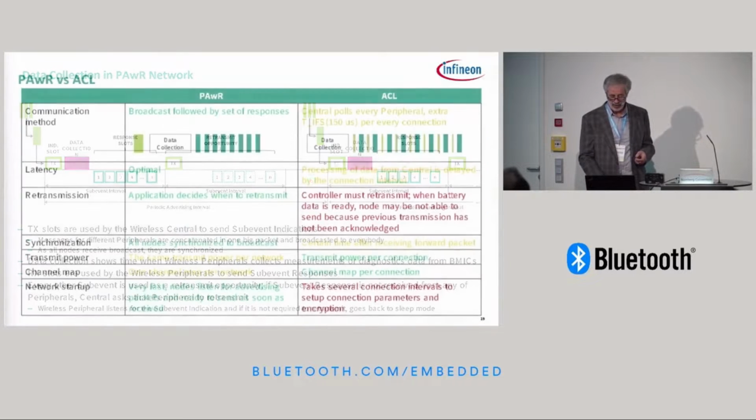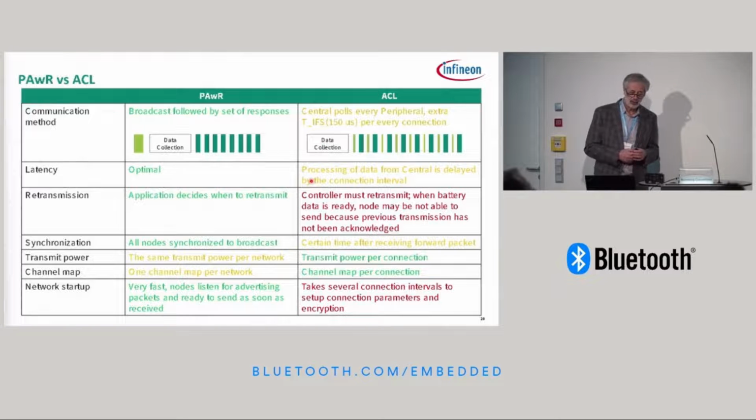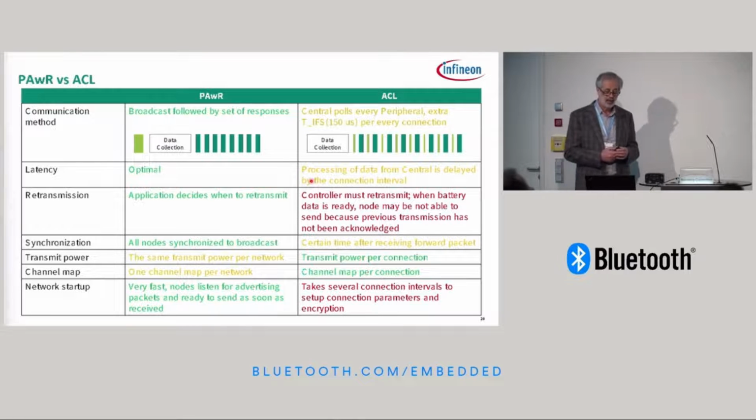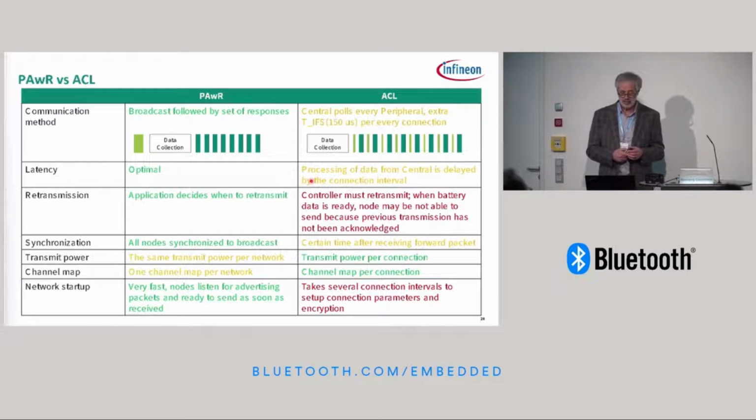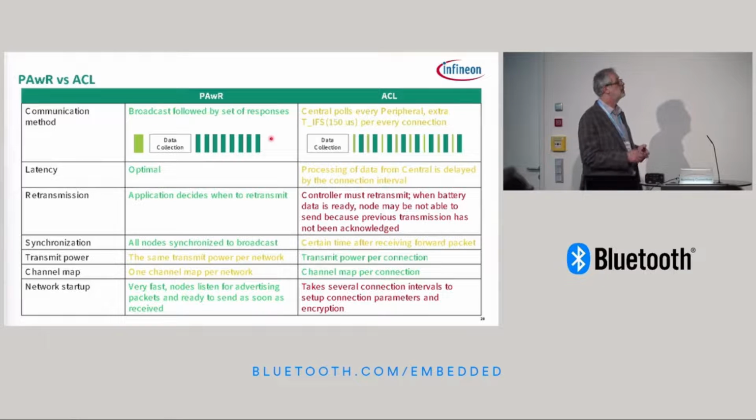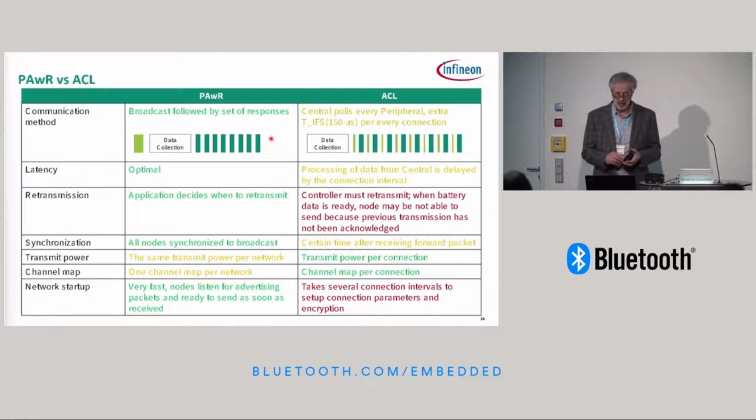We're running out of time, so let's go very fast. Before PAwR, there was ACL. This is an asynchronous connection, whatever. ACL is the standard LE connection between the central and peripheral. This table just shows why PAwR is better than ACL.